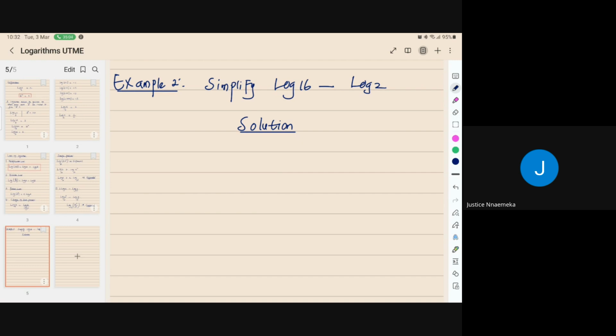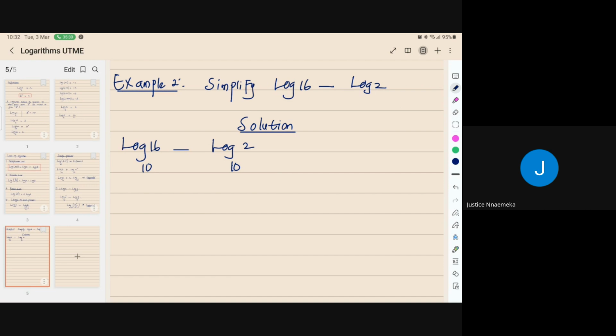And what can we do? Remember that this is the same thing as saying log base 10 of 16, because they have the same base, minus log base 10 of 2. But there are cases where the bases are not going to be the same. You now have the responsibility of changing the base so that they have the same base, right? All right. So that said, let's proceed.